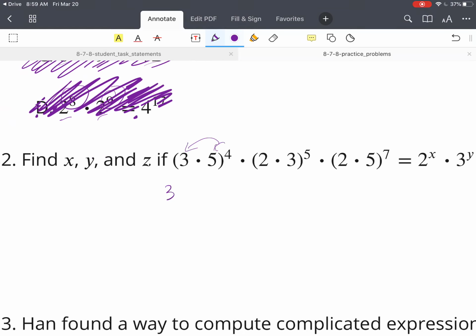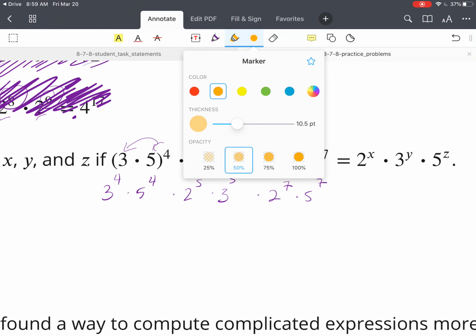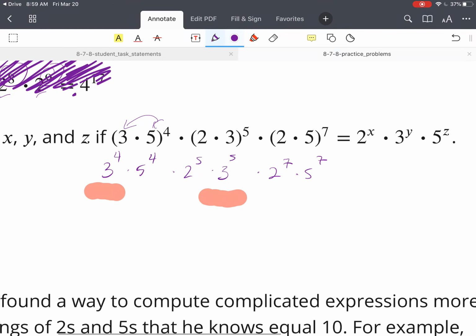Okay, so we're gonna distribute this. 3 to the 4th times 5 to the 4th times 2 to the 5th times 3 to the 5th. Working it out. I'm gonna use different colors for the 3s.